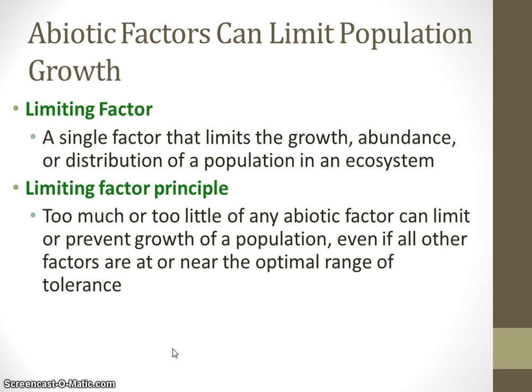The limiting factor principle: too much or too little of a factor can limit or prevent growth of a population, even if everything else is at or near optimal range of tolerance. If we're talking about something like temperature, we can have perfect pH for our fish, perfect ammonia, perfect nitrogen, but if one thing, the temperature, is off, we will destroy that population's ability to survive and reproduce. We will prevent their ability to grow as a population. So that's the limiting factor principle. Basically, we have to go with the lowest common denominator. Whatever it is that is most stressful to our population, that's what's going to limit our growth.